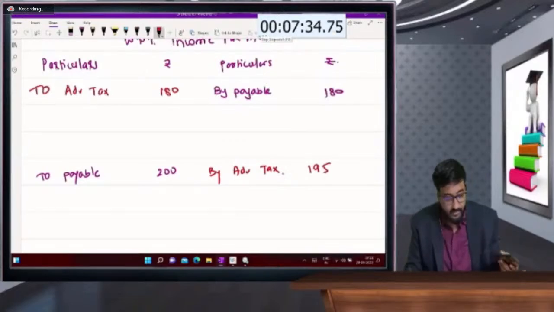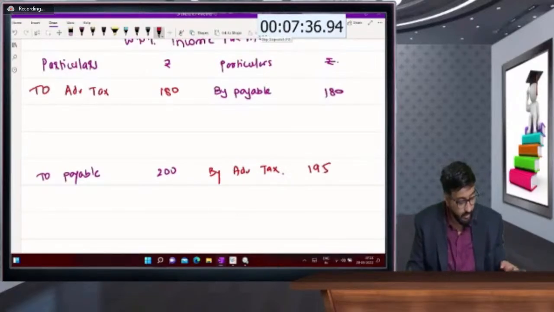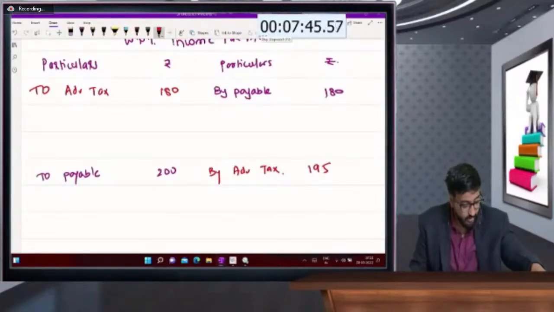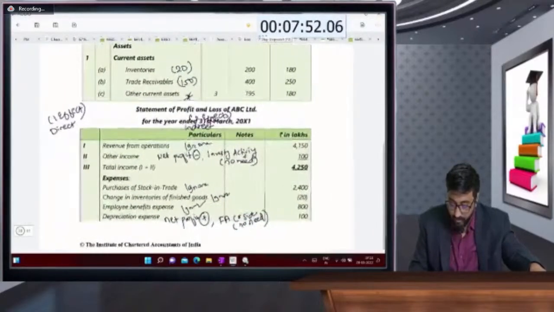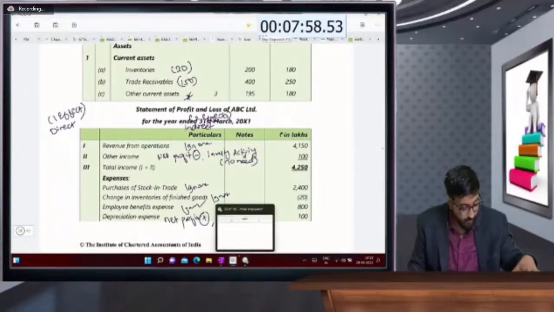Yes, I made a mistake. Okay, now it's okay. Chalo. Okay. I made a mistake. Okay, now I rectified it. I hope you have written it on the correct side. Revenue from operations, ignore other income. Okay.